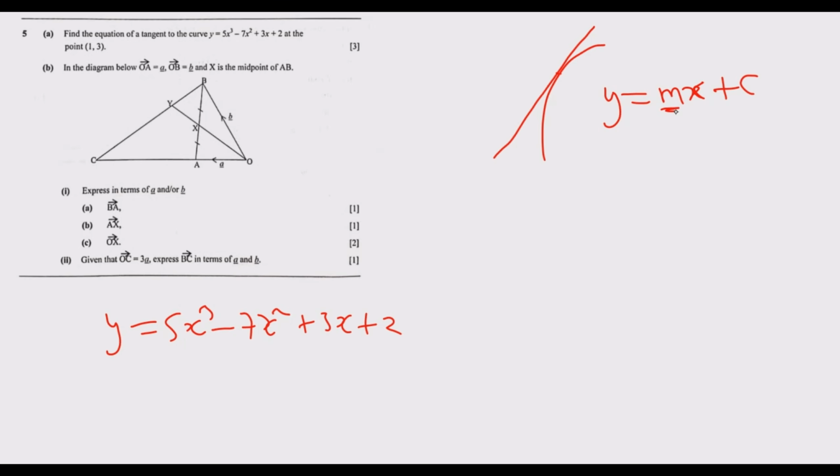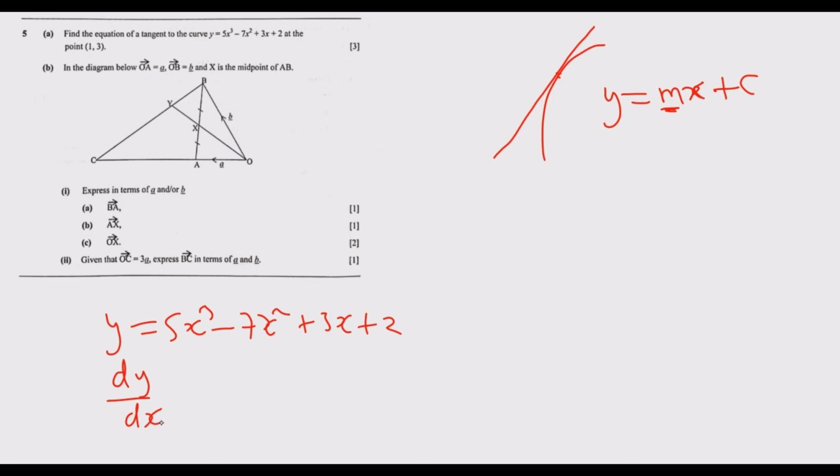We can find the gradient m when we know the gradient of the curve. To find the gradient of the curve, we differentiate with respect to x. So we are asking, what's the change in y as a result of change in x? When x changes by 1 unit, by how much does y change? That's what the gradient means, or the first derivative. So we do dy/dx.